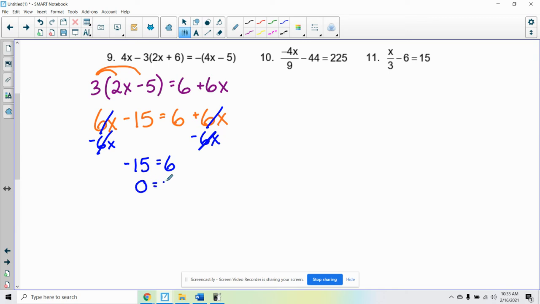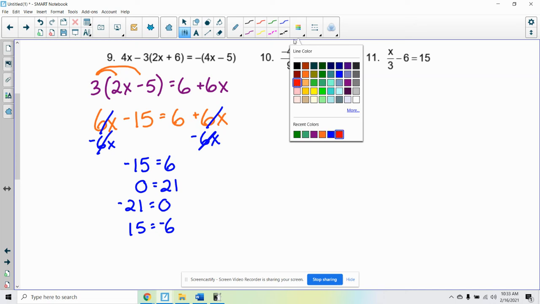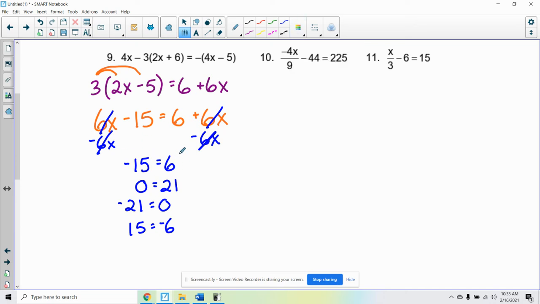0 equals 21. If you subtracted 6 first, you would have got negative 21 equals 0. It doesn't matter what you did. You could have gotten 15 equals negative 6. Those are all the possibilities of answers you could have gotten. It doesn't matter which one, as long as you get something that doesn't make any sense.